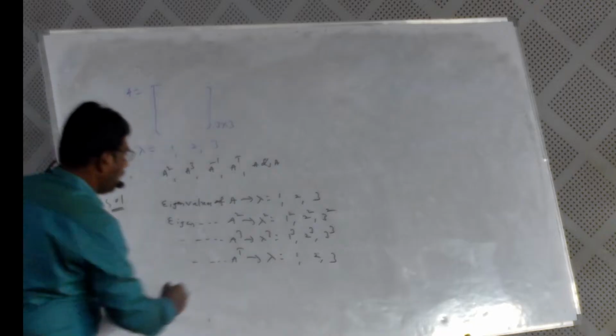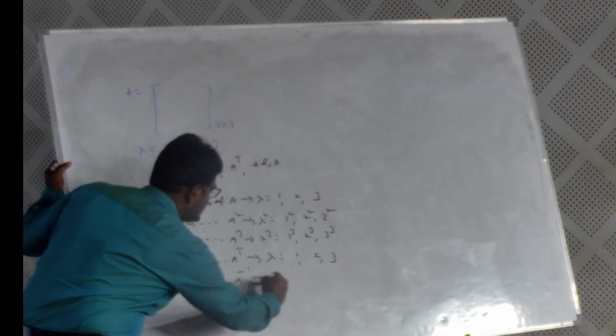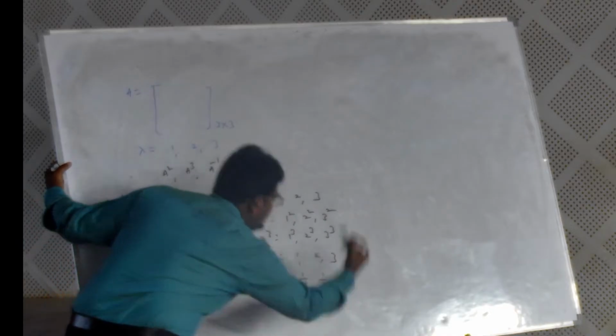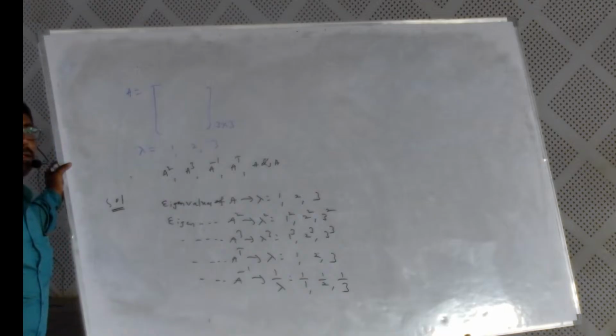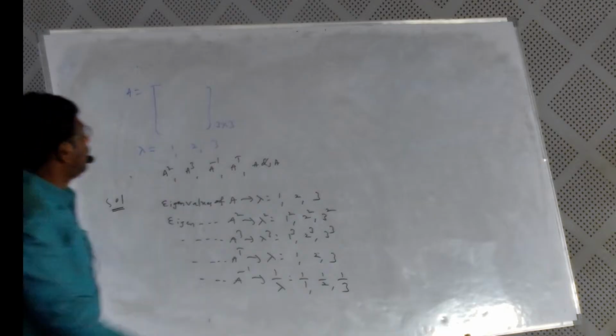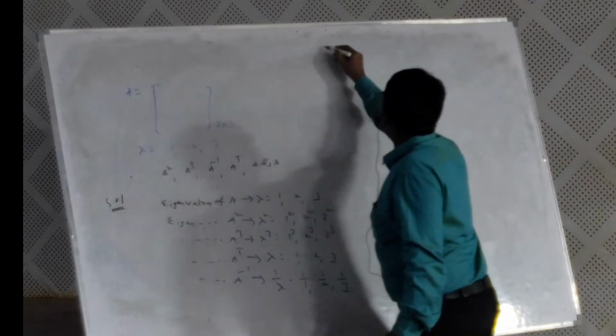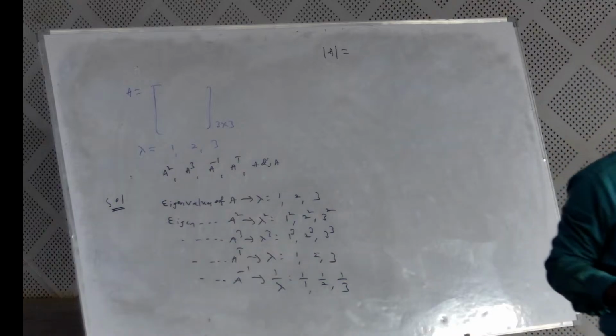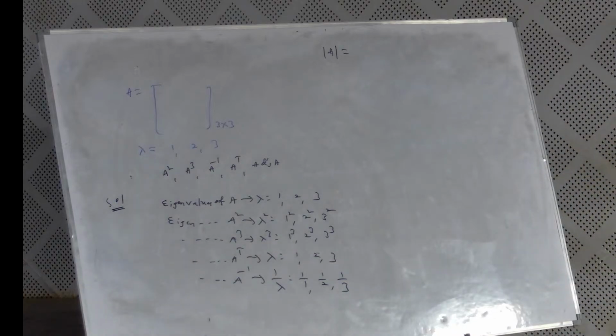Remember that one. And eigenvalues of A inverse are 1 by lambda: 1 by 1, 1 by 2, 1 by 3. And what is the last? Adjoint A. What is the determinant of the matrix? What is the formula to find the eigenvalues for adjoint A? Det A by lambda. Without det A, how can you find this? Is it possible to finish this problem?